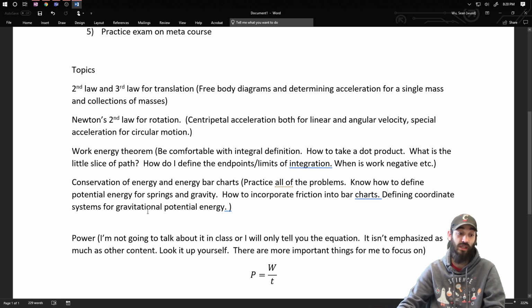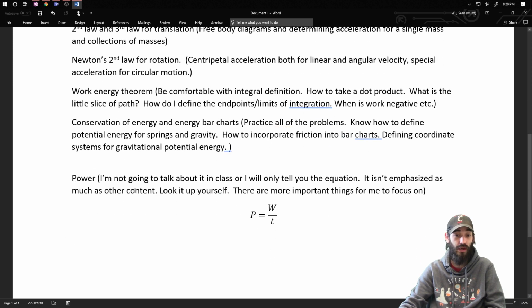Okay, the last thing, and I'm not even going to talk about this in class, or I guess I'm going to have to, but power is also something that's going to be on there, but it's such a minor topic that it's basically, can you calculate work and then divide it by time? How long does it take to do that work? What is the duration of the work? Take that work, divide it by the time. That's what power is, and that's literally everything there is to say about power.